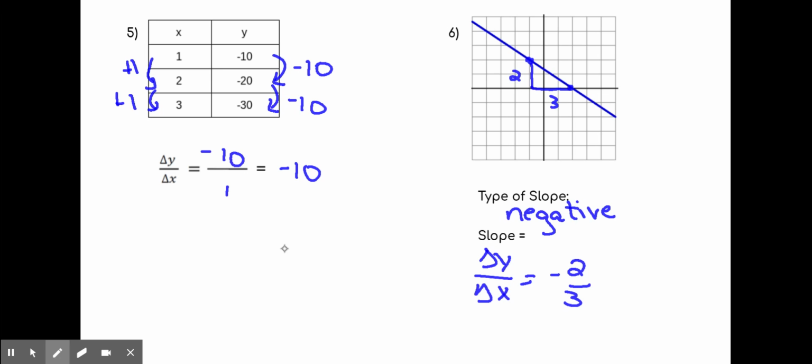Okay, number 5, I got a slope of -10. And number 6, from this graph, it had negative slope, and I got the change in y over change in x was 2/3, so it has slope -2/3. Okay, all right, we're going to do some more mixed practice. You are ready to do your assignment and go see what it is.